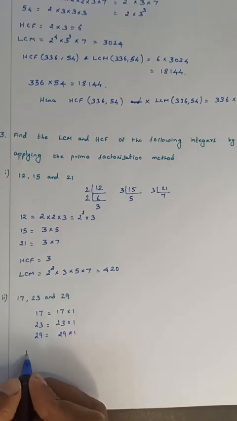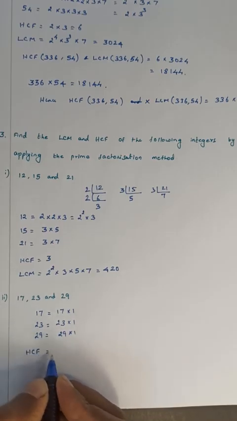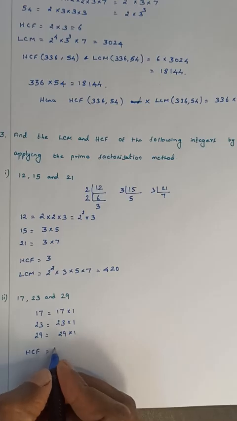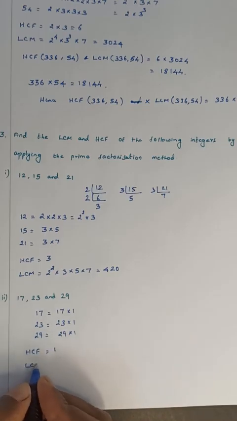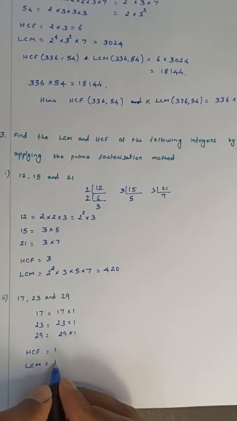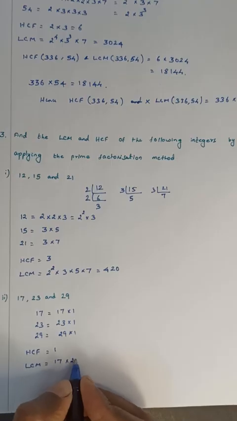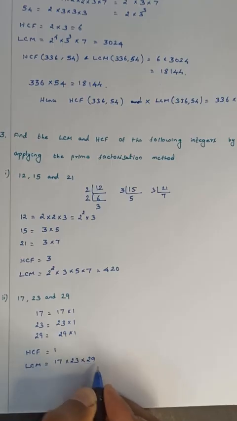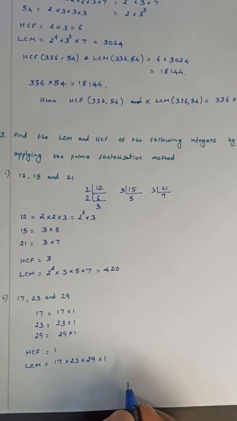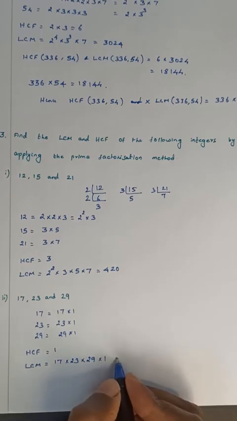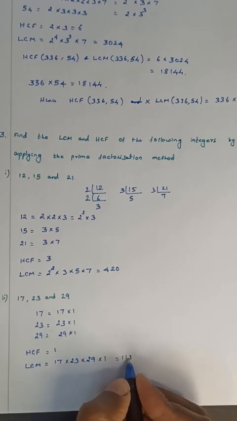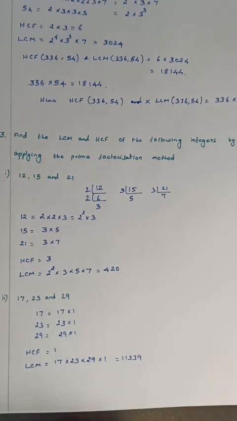So what is the HCF? The common factor is 1 only, okay, and the LCM is equal to 17 into 23 into 29 into 1. We get 11339 as the LCM of 17, 23 and 29.